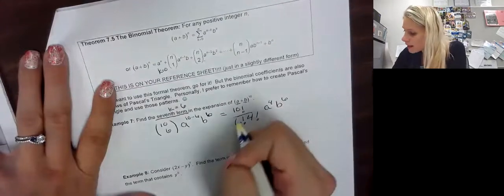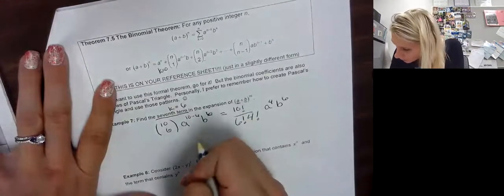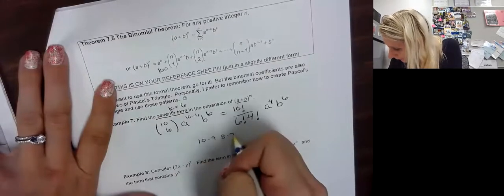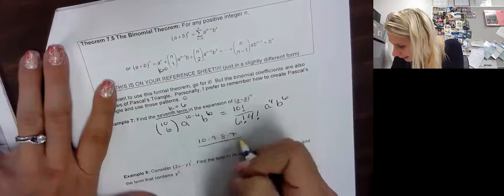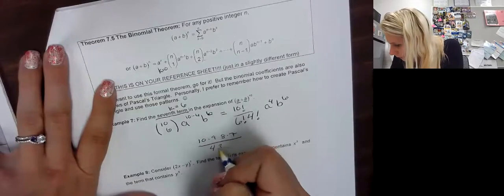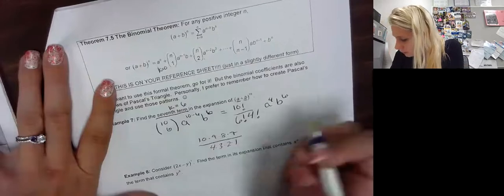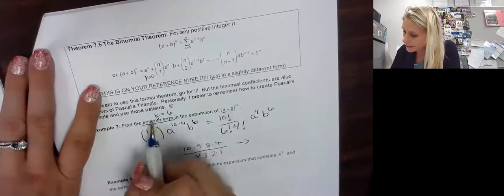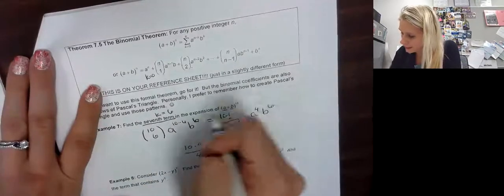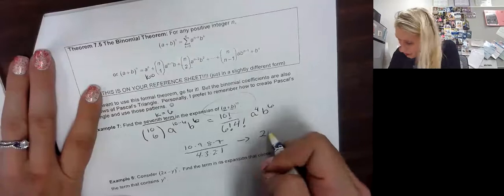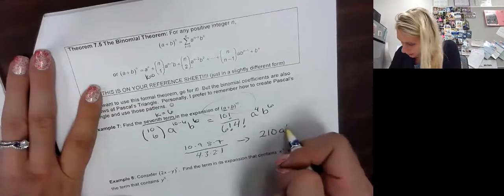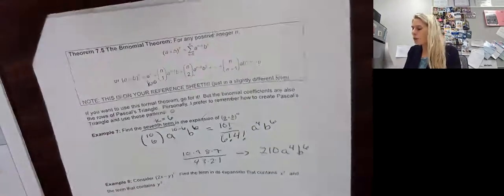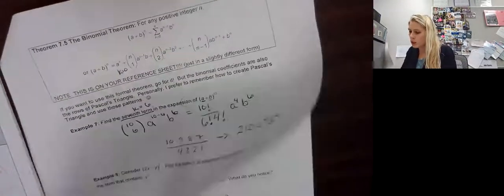So we're good there. Now we actually have to write this out. So 10 times 9 times 8 times 7. That covers our 6. We have 4 times 3 times 2 times 1. So that means that our 7th term in this expansion would be 210 a to the 4th, b to the 6th.